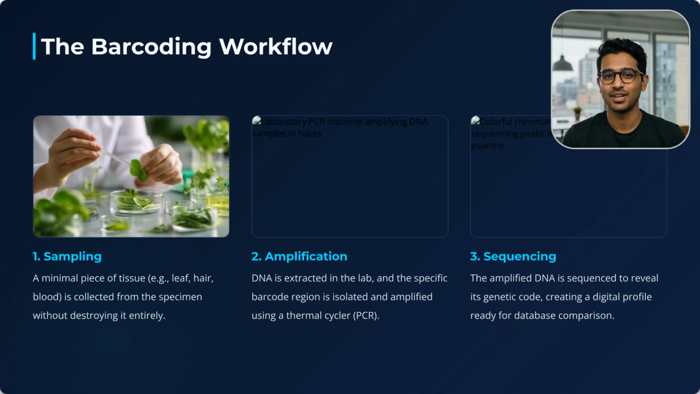The barcoding workflow involves three main steps. First is sampling, where a minimal piece of tissue is collected. Second is amplification, where the barcode region is isolated and amplified using PCR. Finally, sequencing reveals the genetic code for comparison.